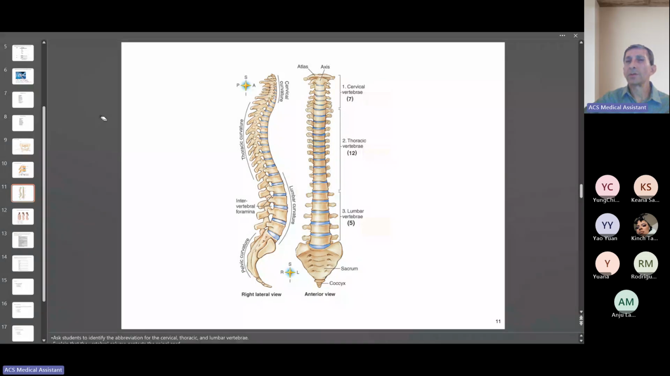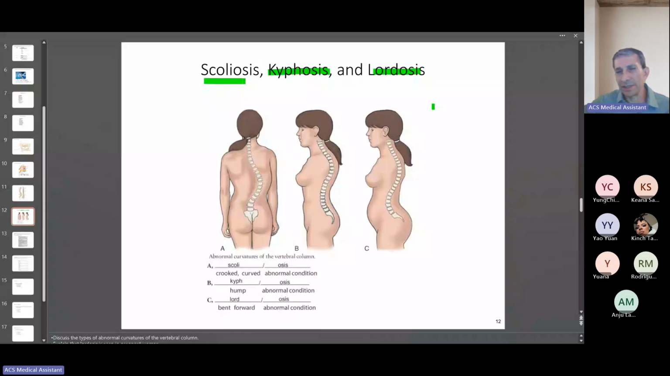I'm going to go to this picture. So we are going to talk first about kyphosis, then lordosis, and last we're going to talk about scoliosis. Why? Because it's important that you understand what's going on. So let's divide these words. Let's talk about kyphosis. Osis is the suffix, kyph is the word root.